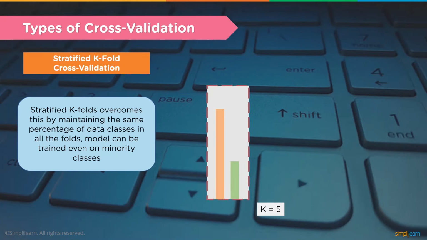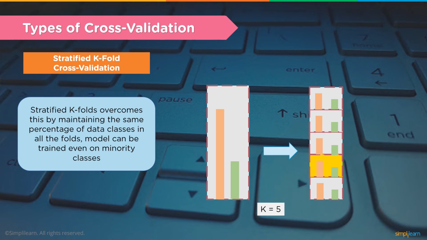Stratified k-folds overcomes this by maintaining the same percentage of data classes in all the folds. Models can be trained even on minority classes. And you can see here where even though we have 5 separate splits in the data, we used k equals 5, each one has a representation of all the different features in there, so that we help get rid of that bias and help each one train equally across the data.